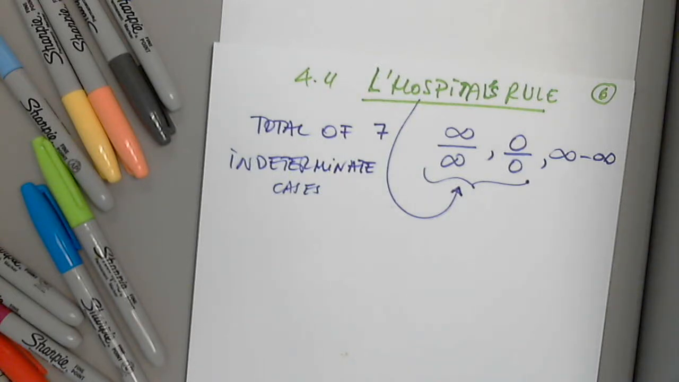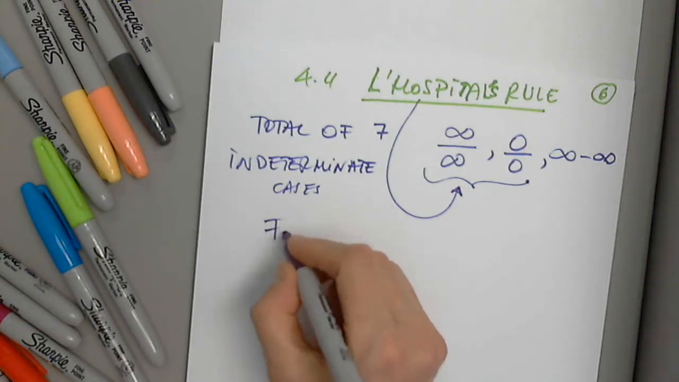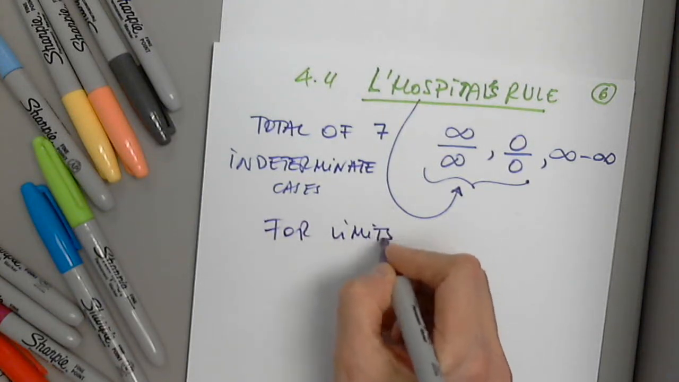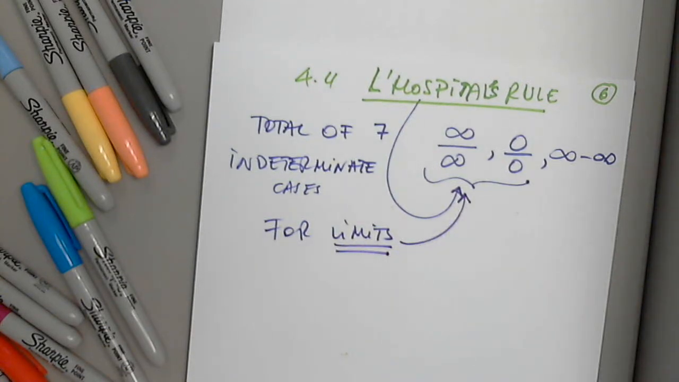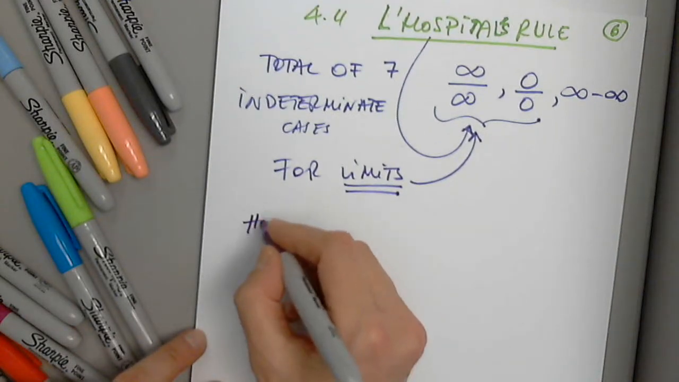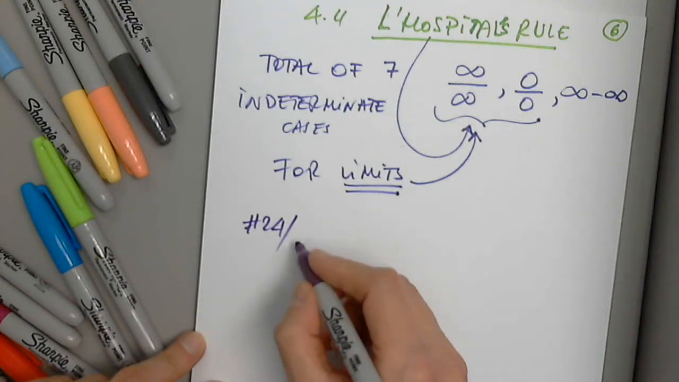Okay, on page 308, let me refresh your memory. When do we use L'Hopital's rule? When the limit ends. Exactly, only for limits. Only for limits, and only for these 2 cases. Very good. So let's practice with some limits. On page 308, 24 caught my eye. Please feel free to choose. 24 on 308.